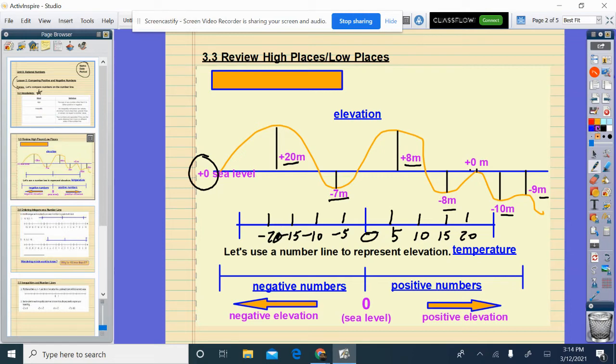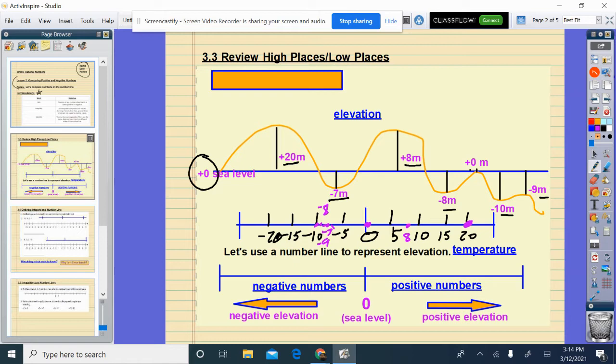And then I could change colors here and go 20 meters. Here's one shoal here. There's another one right here at negative 7. There's another one here at 8. There's one here at negative 8. And another one at 0. None at negative 10. And negative 9, which I'll put right in there too. So that's how we use a number line to represent different types of elevation, as well as temperature too.